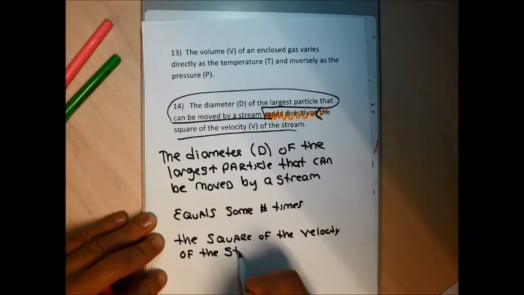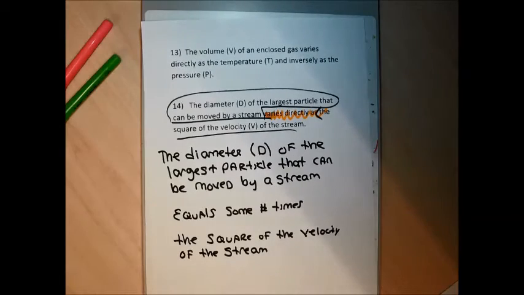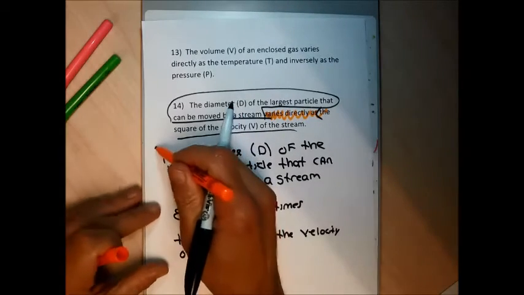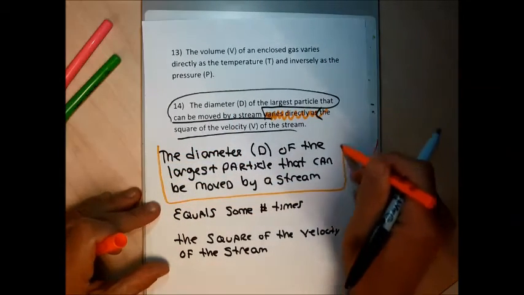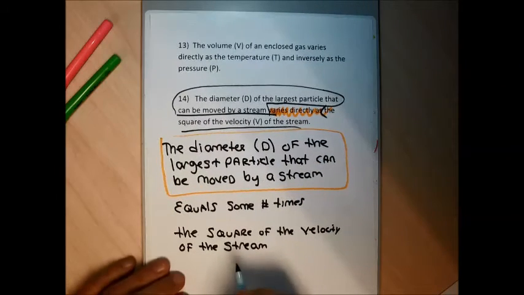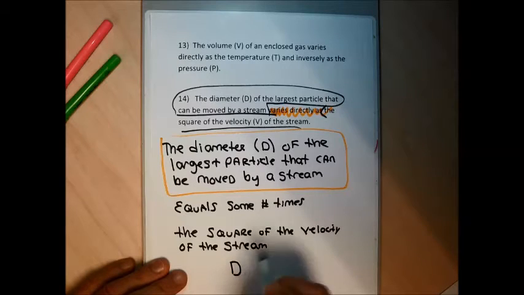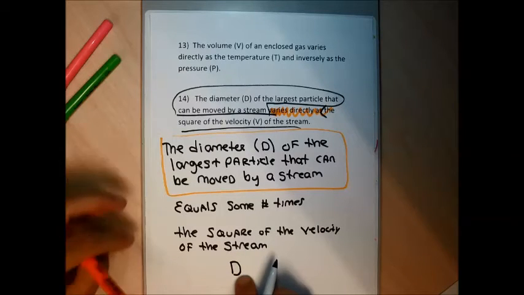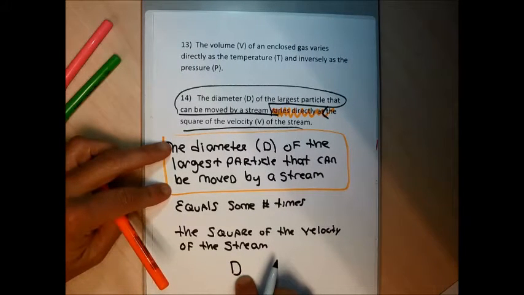So we're going to get big chunks of words that condense down to really minimal symbols. So the first bit of this, the diameter D of the largest particle that could be moved by the stream, all those words condense to the letter D. So when I see the letter D here, that tells me the diameter of the largest particle that could be moved by a specific stream.